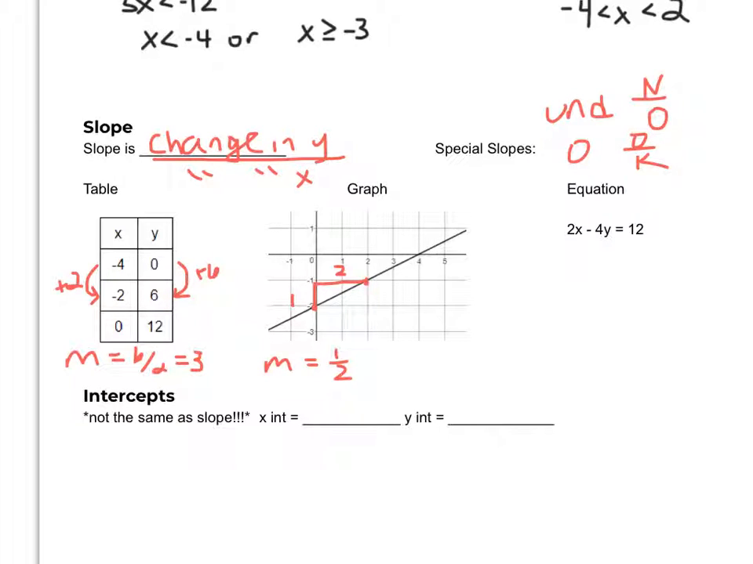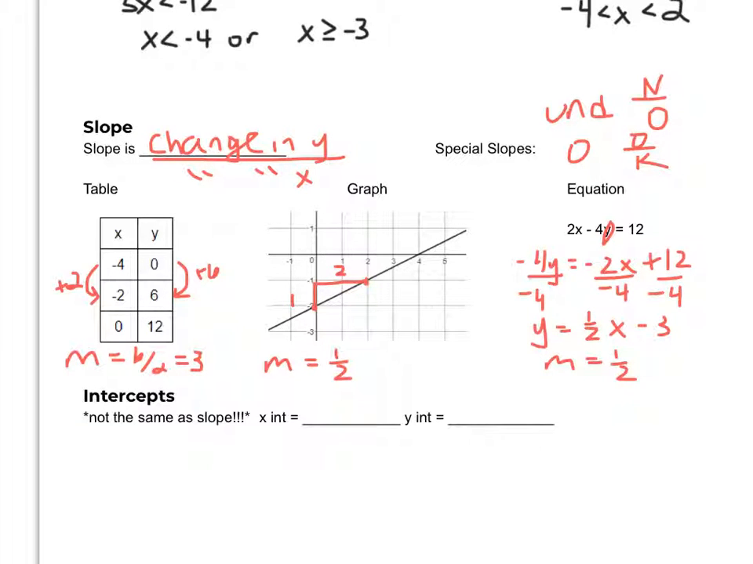And then in an equation, I need to solve for y. So in this case, I would minus the 2x over, and then divide by negative 4. So y equals 1/2 x minus 3. So my m would be 1/2.